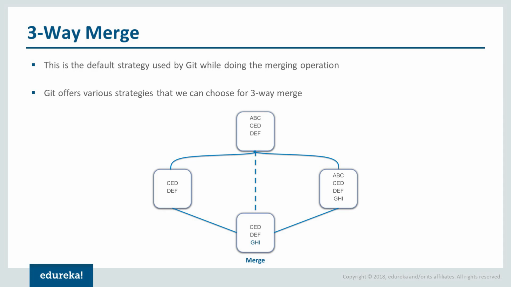Git offers various strategies that we can choose for three-way merge. So let's take this scenario. We have a feature branch. So what I'm going to do is, I'm going to git checkout.